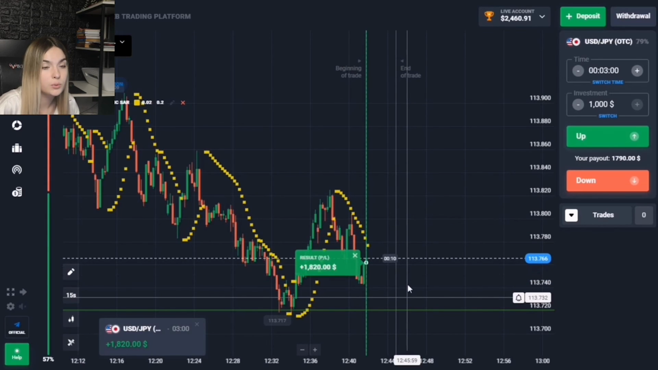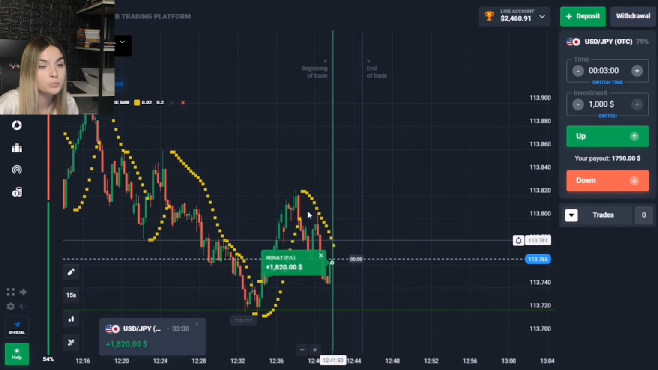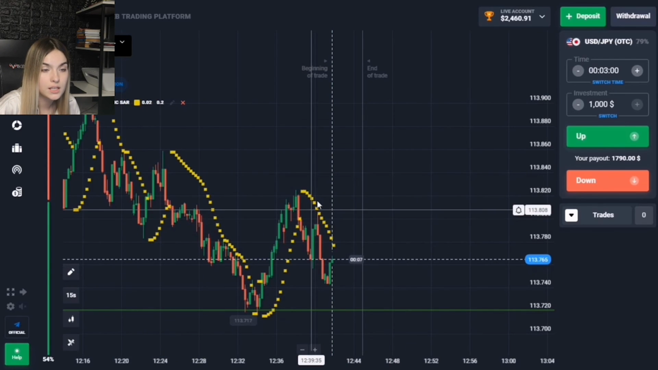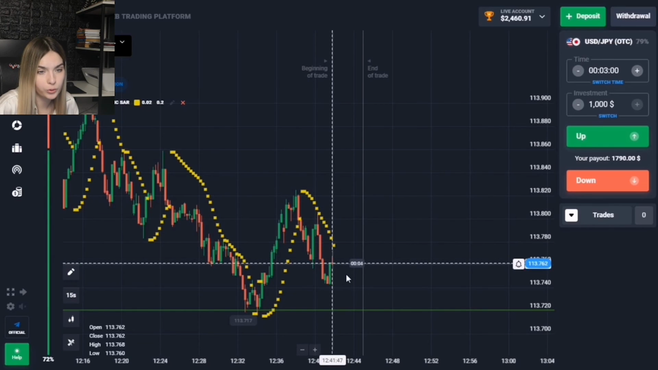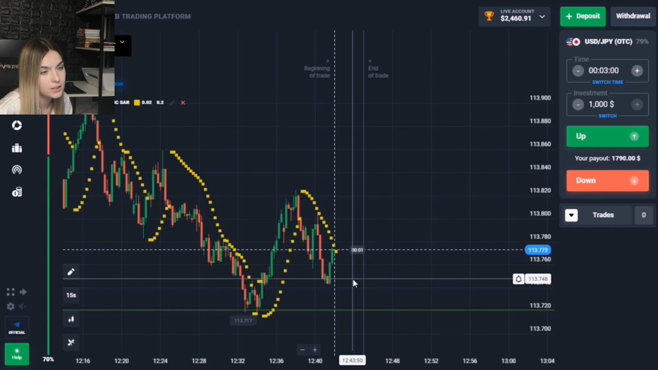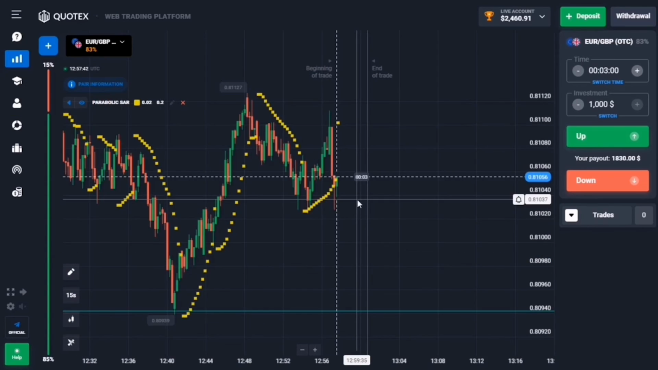Well, quite well, the price continued its downtrend and we got profit. 3 minutes was enough for us. The indicator really suggested a good pivot point. Let's continue and open the last deal for today.